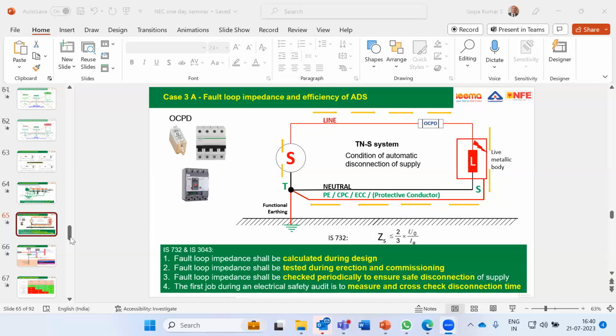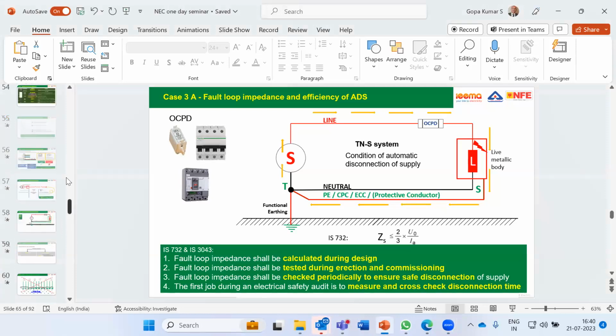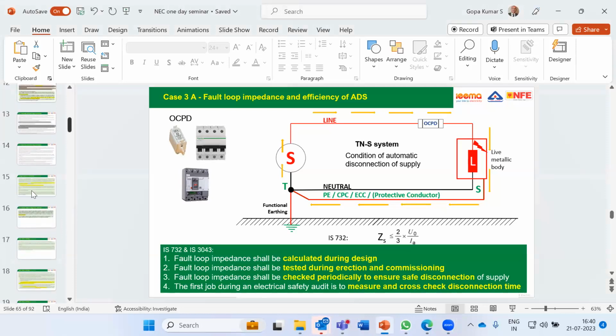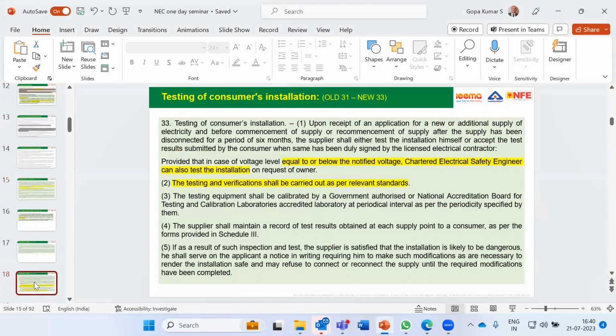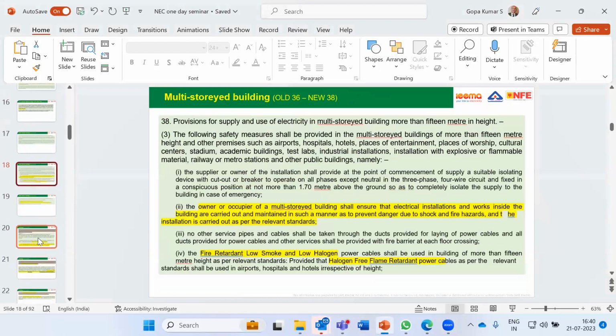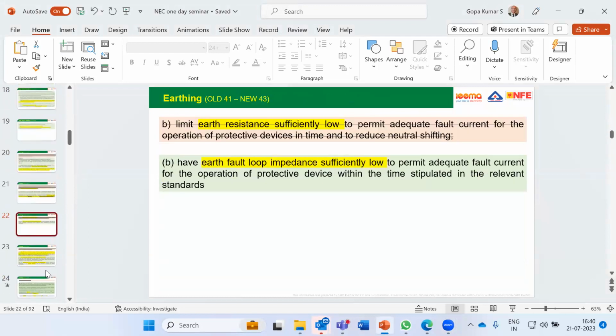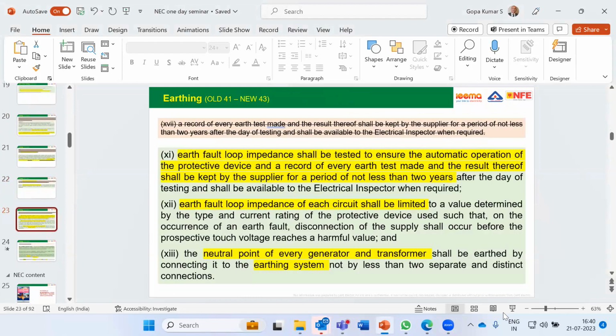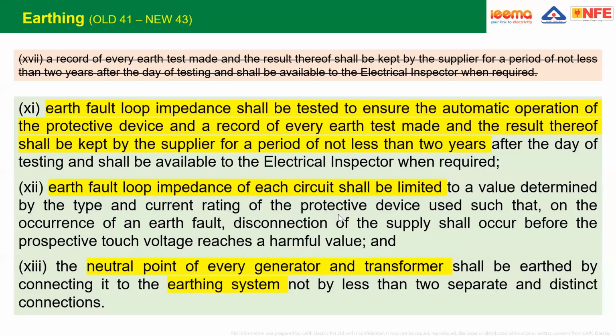Sir, is it made mandatory in the NEC, very clearly written? Of course, yes. It is there in the regulation. I will show it again. No problem, sir. We will find it out. One minute. I will show it again. Now, let me see that. I hope it's clear now.